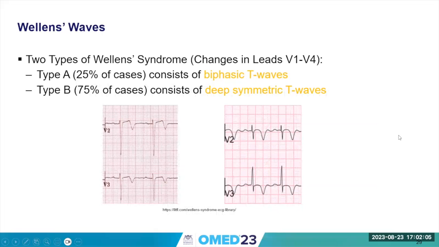And these are known as Wellens waves. Okay, so there's Wellens syndrome. There's two types. There's type A, which is only 25% of the cases, which has these biphasic T waves over here. And how many times have we all seen biphasic T waves on an EKG, right? Multiple times. But if you see them in that V1 through V3 area, and especially in a patient that is not having any current chest discomfort, this is something that you need to consider. And then also type B, which is 75% of the cases, which has those deep symmetric T waves that you need to be worried about.